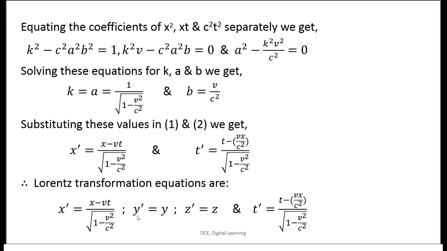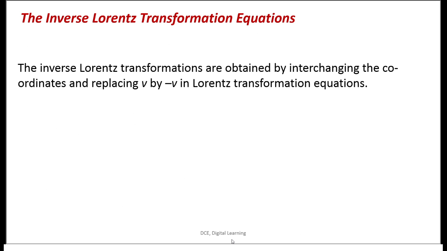Since there is no motion along the y and z axes, they remain as they are: y prime is equal to y and z prime is equal to z. And the fourth coordinate, time, t prime is equal to t minus vx by c square, divided by the square root of 1 minus v square by c square. So those are the Lorentz transformation equations.